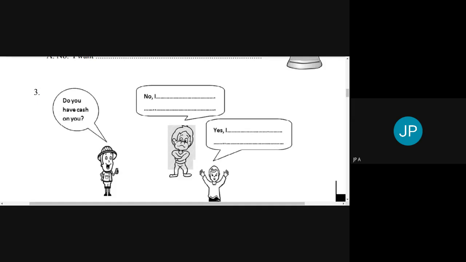Do you have cash on you? Okay. Do you have cash on you? It has the same meaning as asking, do you have cash with you? Okay, it is a very informal way of asking, do you have cash with you? So cash on you, cash with you have the same meaning. So do you have cash on you means, do you have cash with you? So which are the possible responses from this list? Do you have cash on you?